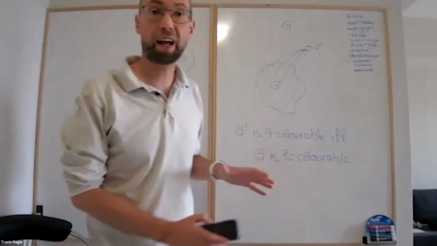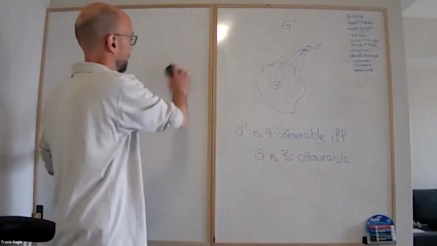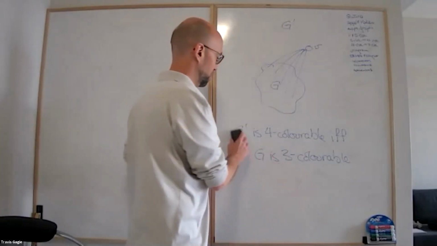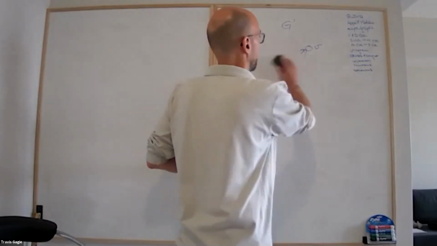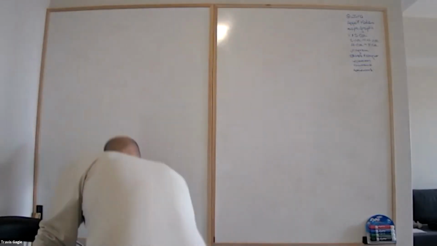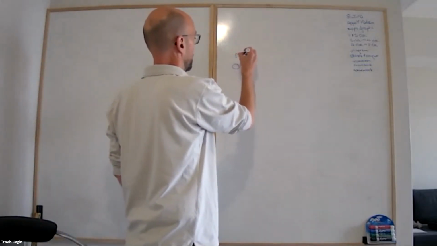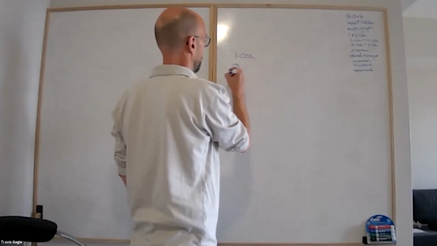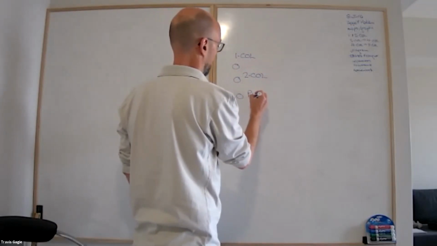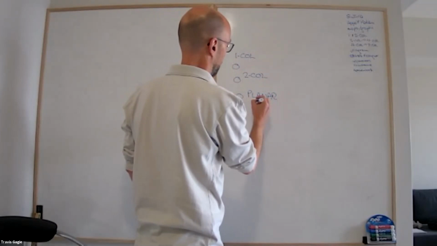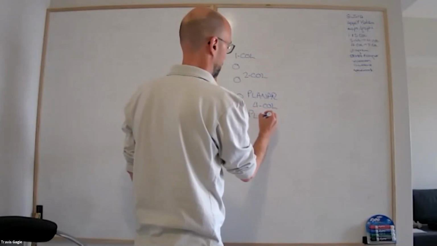So you see how this is starting to get a little bit complicated. Should I open the new markers? Let's vote. You have 1-colorability, 2-colorability, you have planar 4-colorability, and then planar 5-colorability.